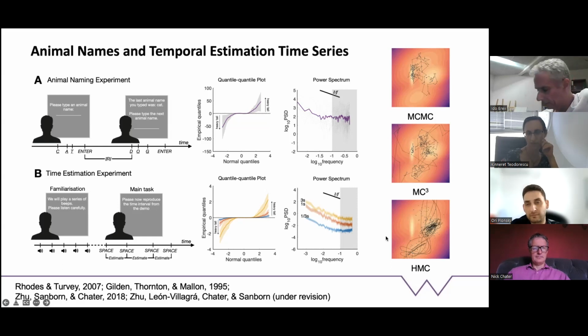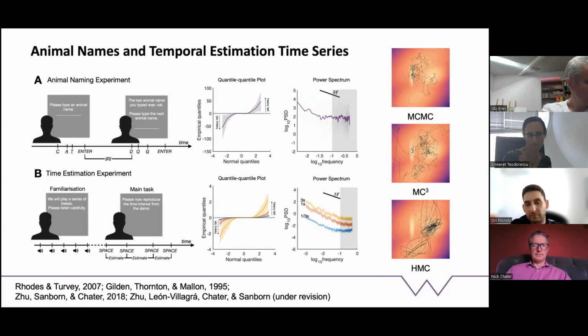And we can look at things like Hamiltonian Monte Carlo, which is another fancy version that allows you to take the gradient of the distribution you're in to make better proposals than you would otherwise. Looking across all these different algorithms, having these time series allows us to distinguish between these things, and we find evidence for more sophisticated algorithms that might explain people's behavior, like this MC-cubed.